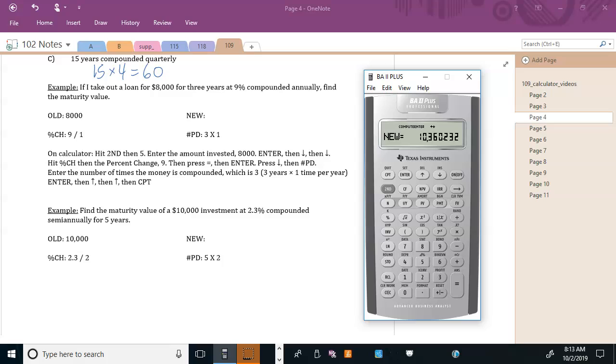And then go down or up until you get to that new menu again, and when it says new, let's hit compute. And this time I get approximately $11,211.37. And again, that is the total amount of money, so the $10,000 that's been invested, as well as all the interest.